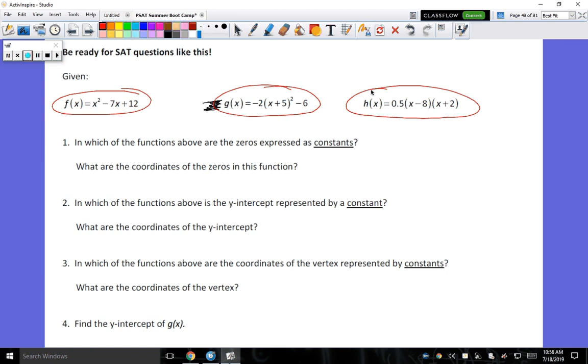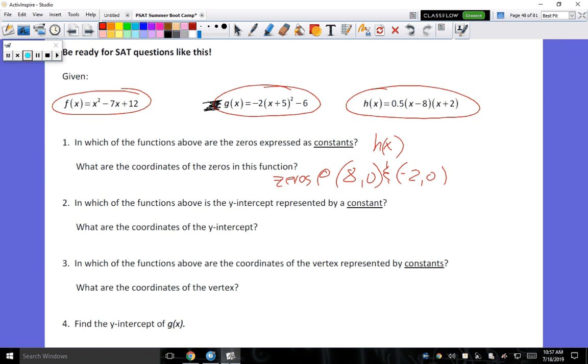H. So h of x. And what are the coordinates of those zeros? 0, 8, try again. 8, 0, right? And negative 2, 0. Common mistake, no worries. So the zeros are at 8, 0 and negative 2, 0.